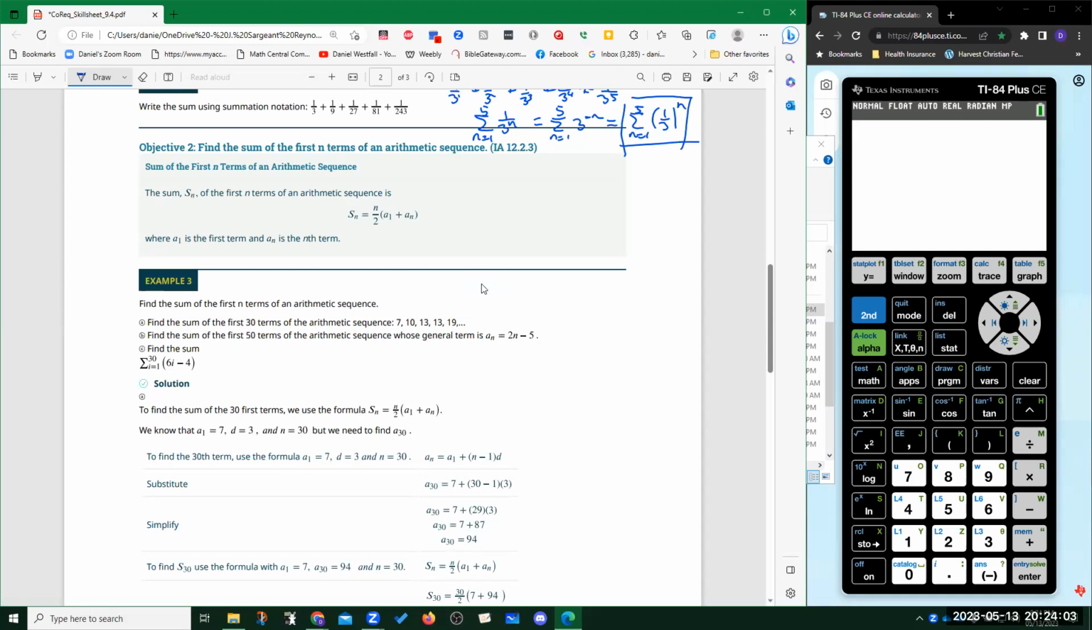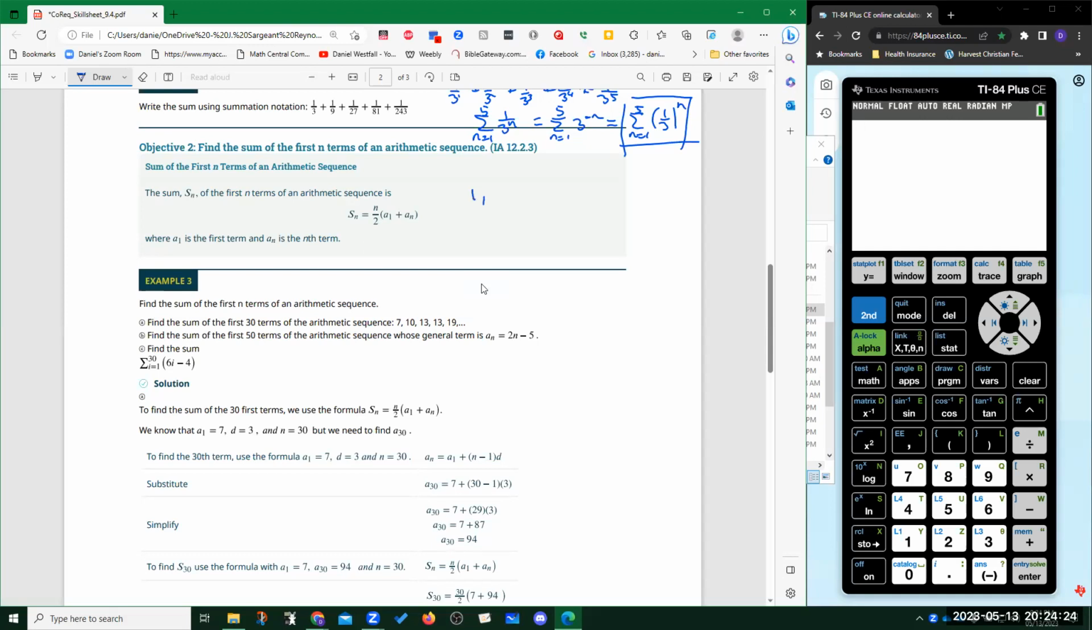is A1 and the nth term is AN, we're going to add those two together and we're going to multiply times n over 2. I'm going to take an even number of terms so that they can be paired off evenly here, and you're going to see how this works.